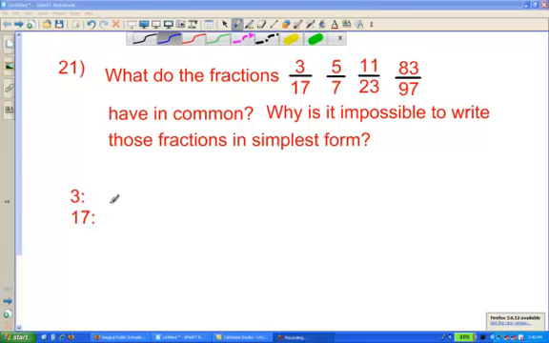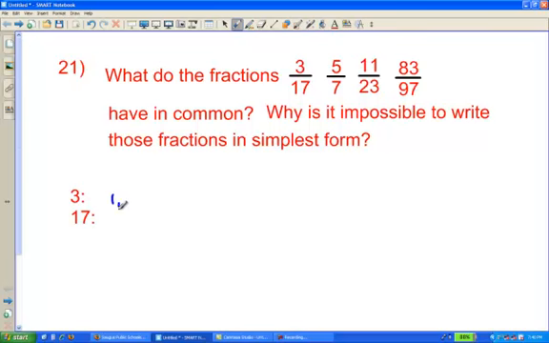Well, the factors that make up 3 are just 1 and 3. What are the factors that make up 17? Well, 1 and 3 won't work for 17, right? Because the sum of the digits here is 1 plus 7, which is 8. And 8 isn't divisible by 3. And 2 won't go into it because it's an odd number. 4 won't go into it. 5 won't go into it because it doesn't end in 0 or 5.